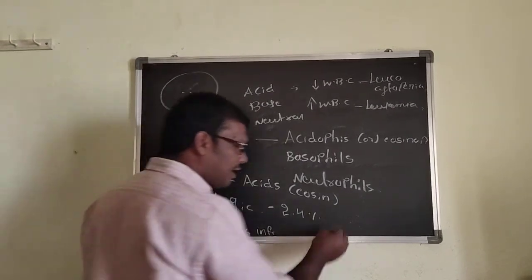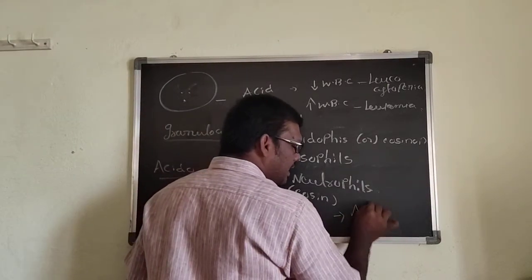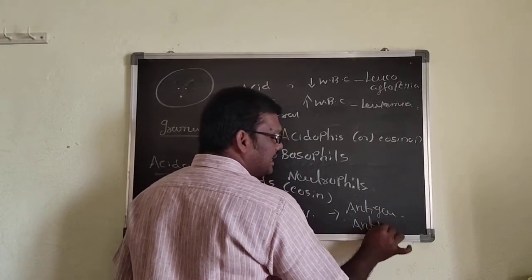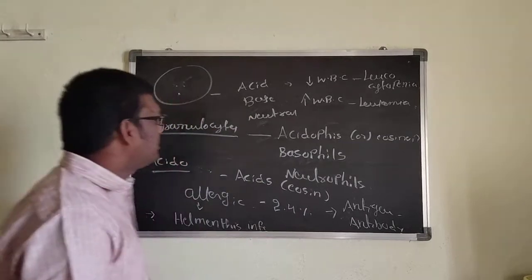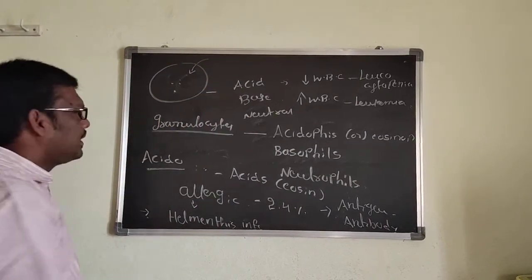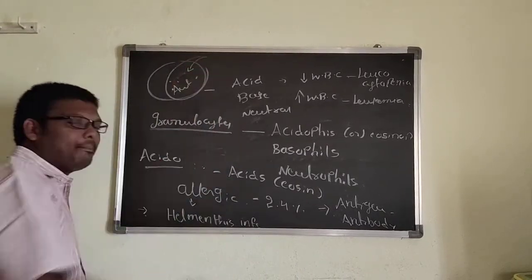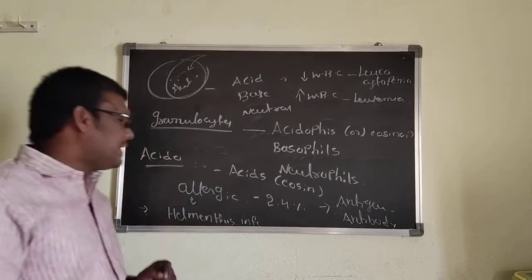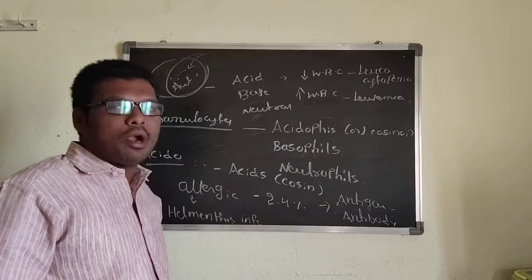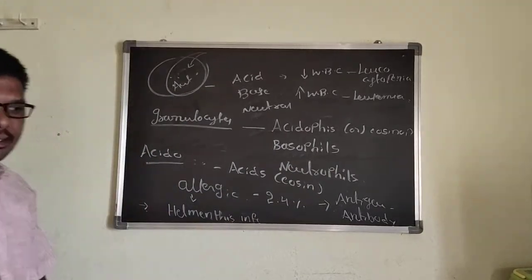And a very important one, acidophils can remove antigen-antibody complex. Antigen-antibody complex means when any foreign particle enters the body, the antibody will attack and they can form a complex that is called an antigen-antibody complex. After the work is completed, this antigen-antibody complex is removed by the acidophils.